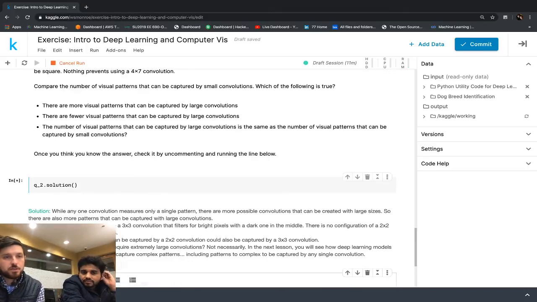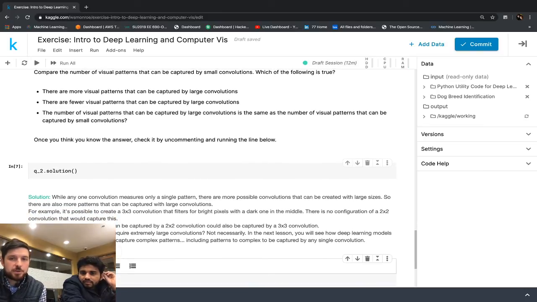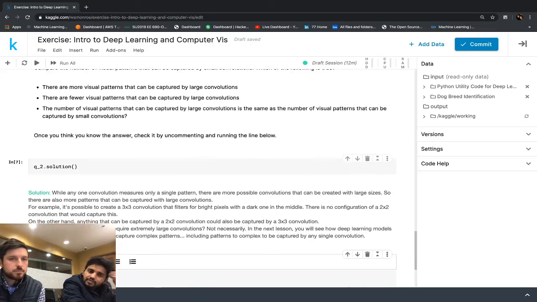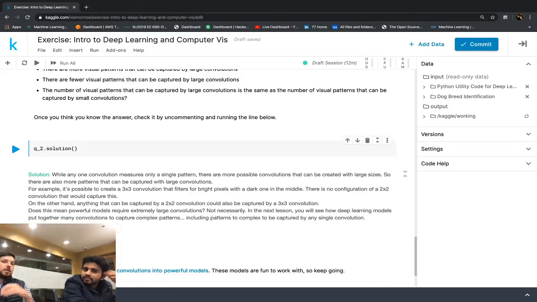Let's see what they're saying. There are more possible convolutions that can be created with large sizes. So there are also more patterns that can be captured. And certainly once you go to a 3x3, you can suddenly do a median filter or an averaging filter over a larger space to do some denoising, and not just direct feature extraction. So yeah, that's good.